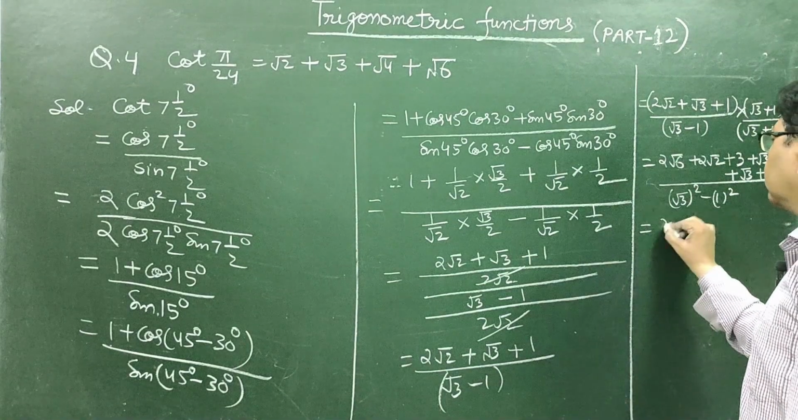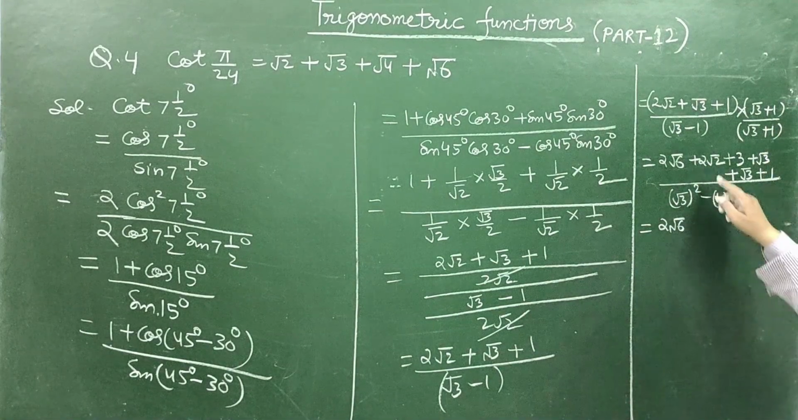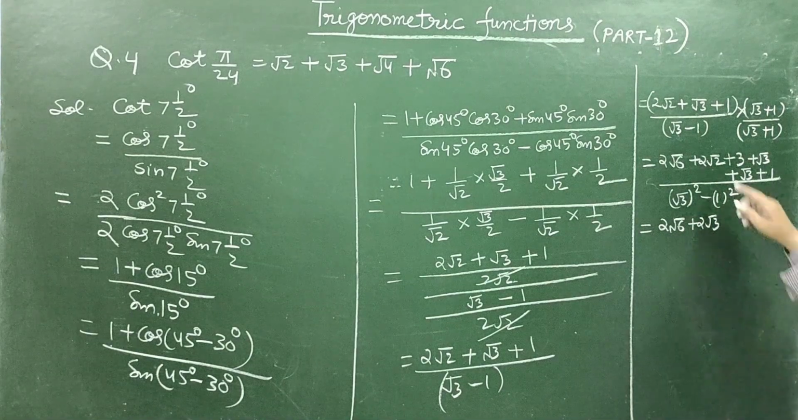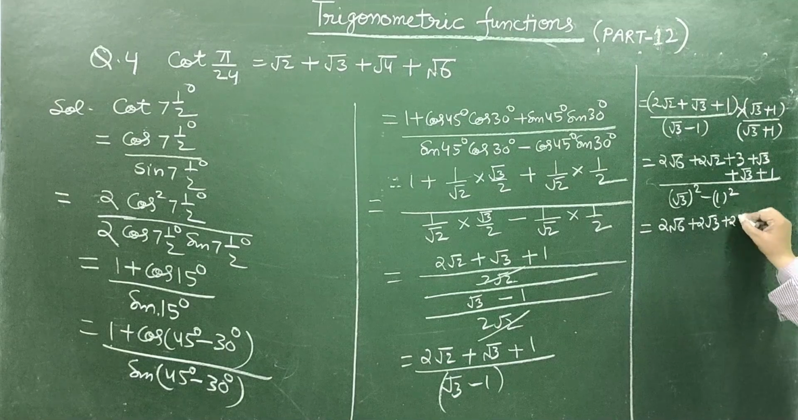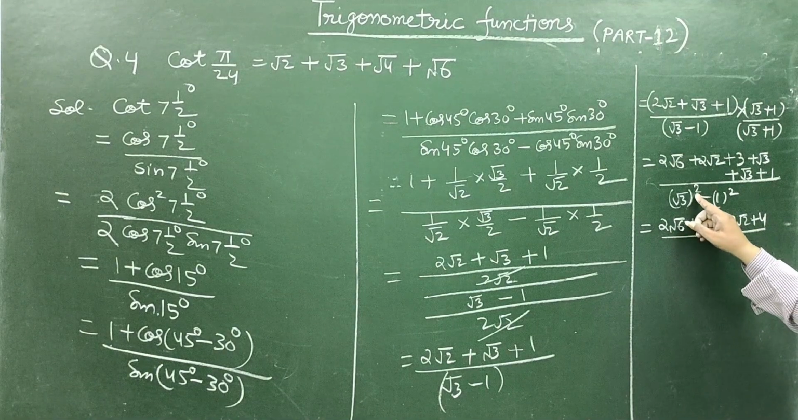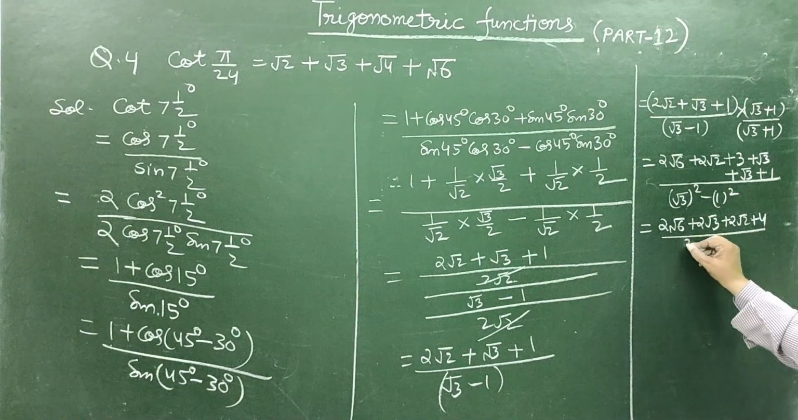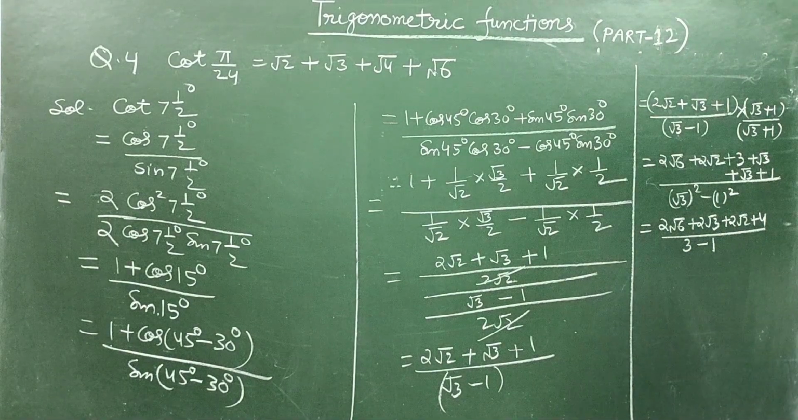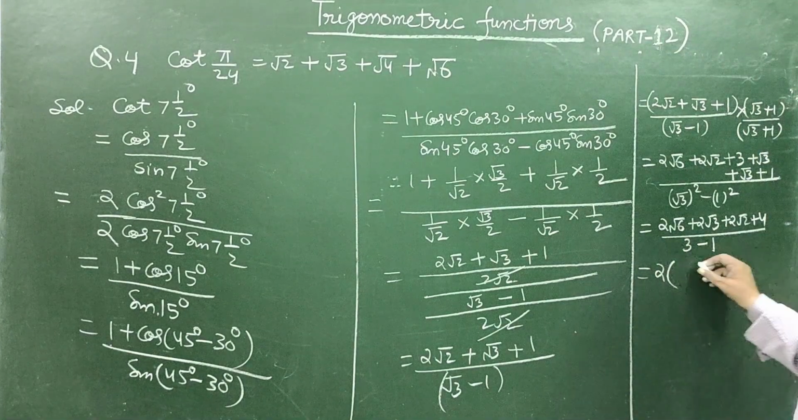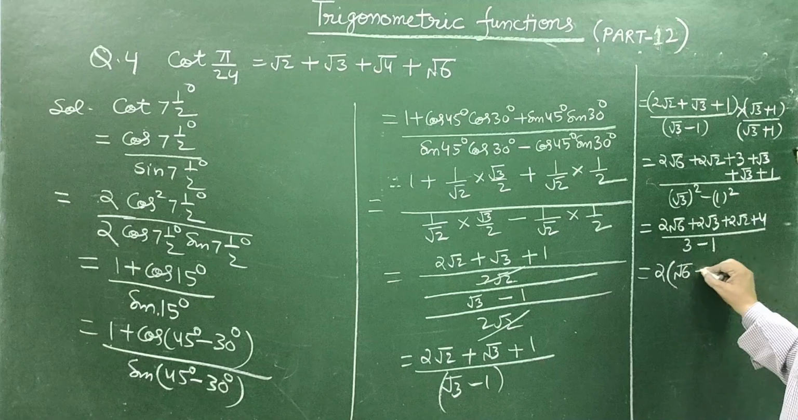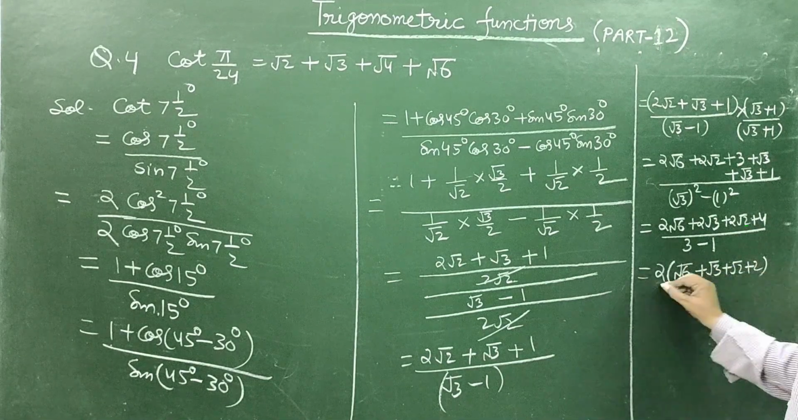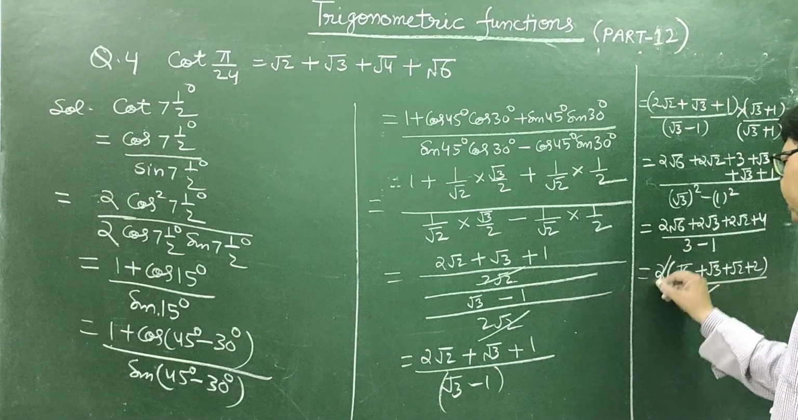Now this is equal to 2 under root 6 and this 2 root 3 plus 2 under root 2 plus 4, and divided by under root 3 square is 3 and minus 1 square is 1, 3 minus 1. Now in the numerator we can take 2 as common. So we are left with root 6 here, root 3, then root 2 and then 2, and divided by 2. 2 and 2 get cancelled.